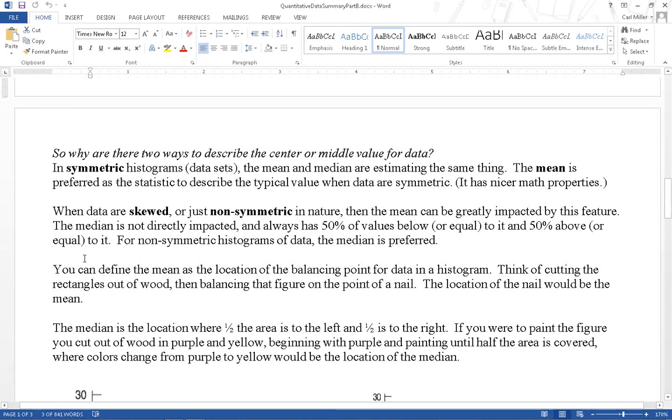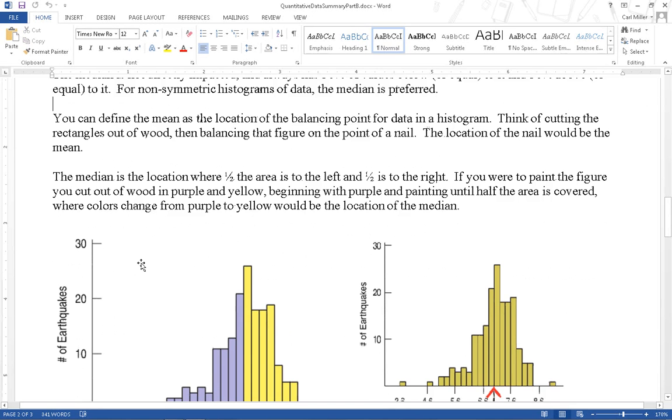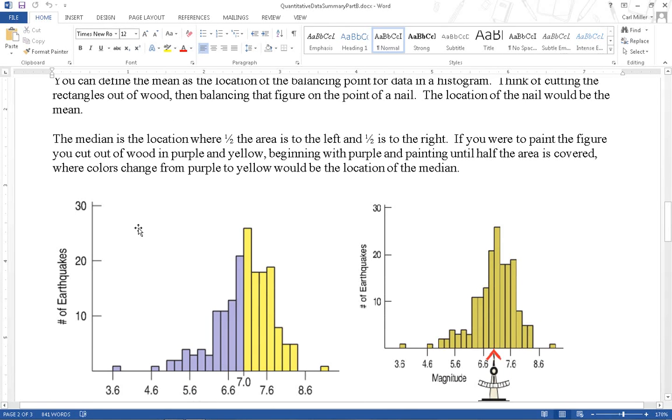Now, visually what we can do is we can look and see that the mean and the median can be thought of from more of a physical perspective. So you can define the mean as the location of a balancing point for data in a histogram. So if you had a histogram, so this looks at the number of earthquakes based on magnitude, and it's maybe a slight bit skewed, but it's almost symmetric.